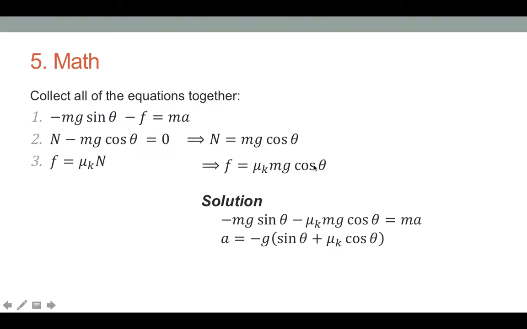Take this, plug it back into the first equation up here, and we solve that for a, and the acceleration is minus, because everything here is negative, g times the sine of theta plus mu cosine theta. That's part of the problem. We wanted to find the acceleration of the block, and there we have it.